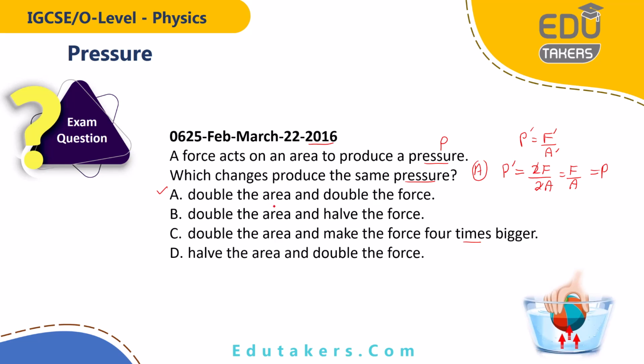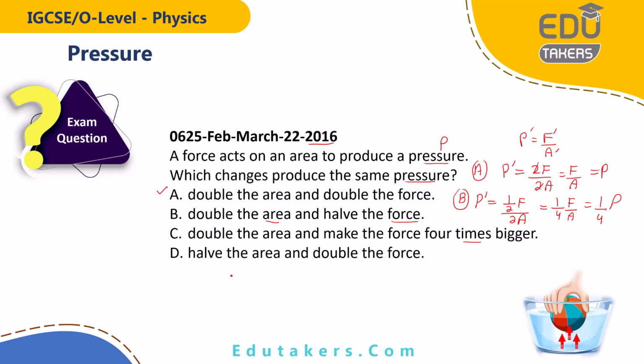In option B, double the area and half the force. Let's see option B. If I use P prime, it would be equal to, the force is half, so it would be 1 over 2F, but the area is double, it's 2A. When you solve this, it comes to be 1 over 4 F over A. It means that here the pressure decreased by a factor of 4. So the new pressure is basically 1 over 4 times the previous pressure.